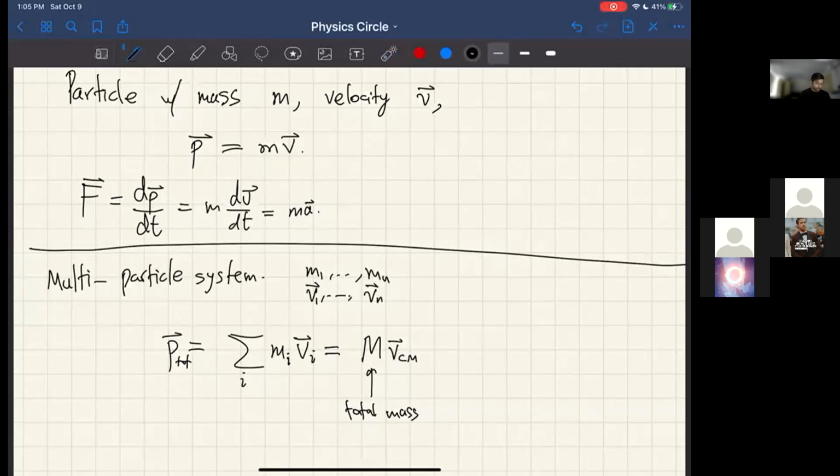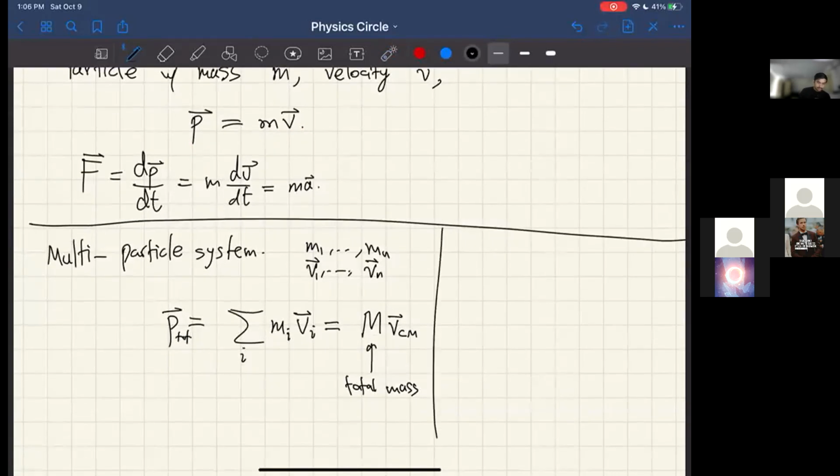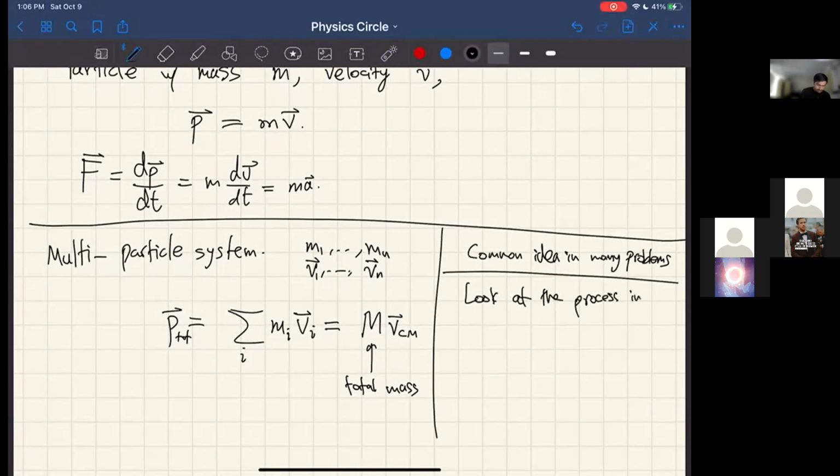And a common idea in many problems is to look at the process in the frame of reference where the CM is at rest. So the CM is not moving. We'll do a few problems with this idea, so you'll see what I mean in more detail later.